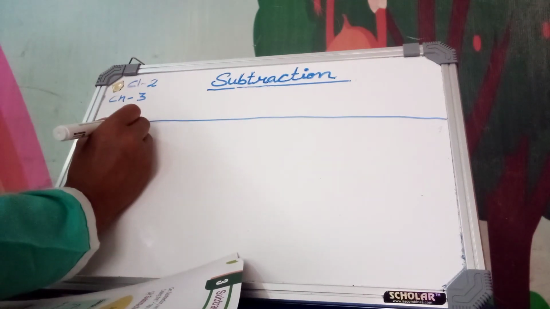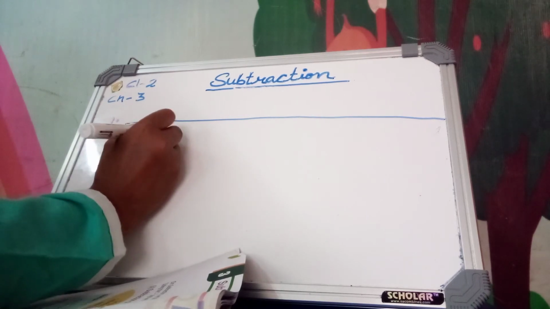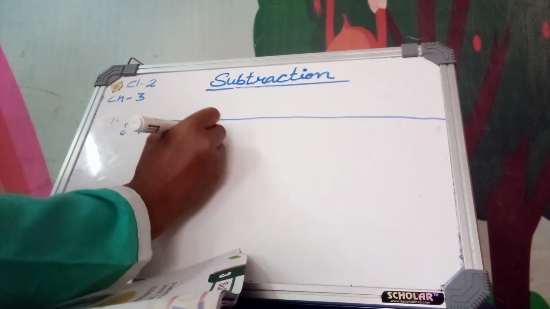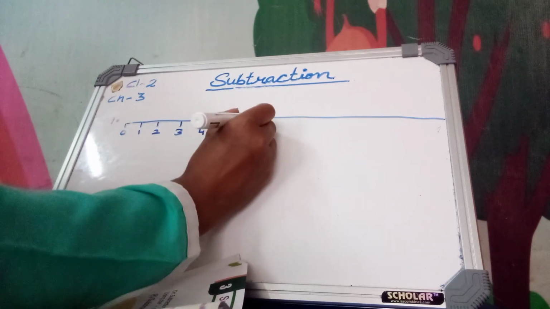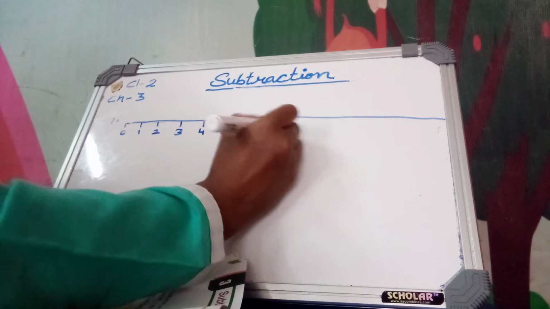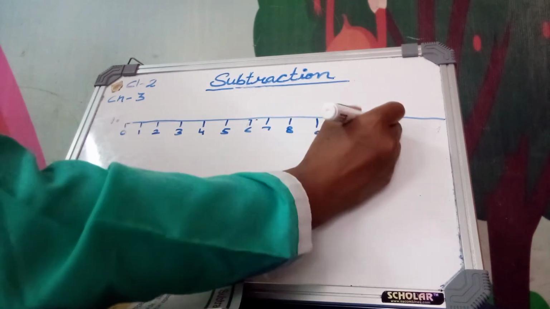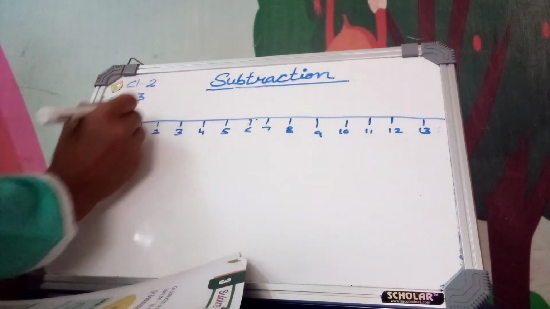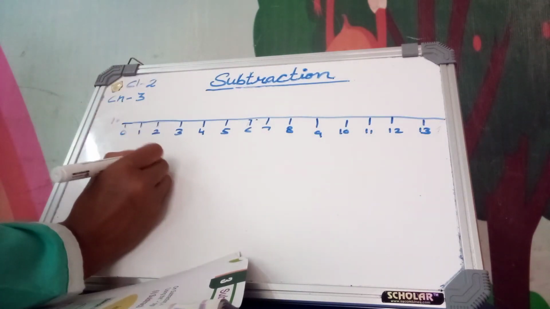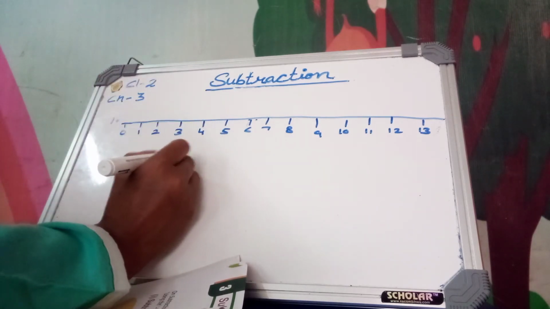We will always start with 0. 1 2 3 4 5 6 7 8 9 10 11 12 13. Now, from 13 we will take away how many? 6.